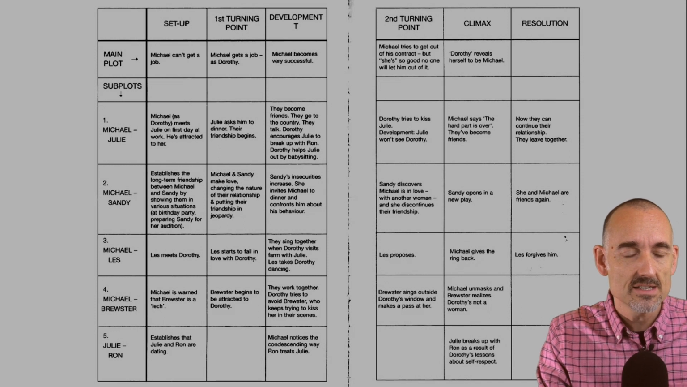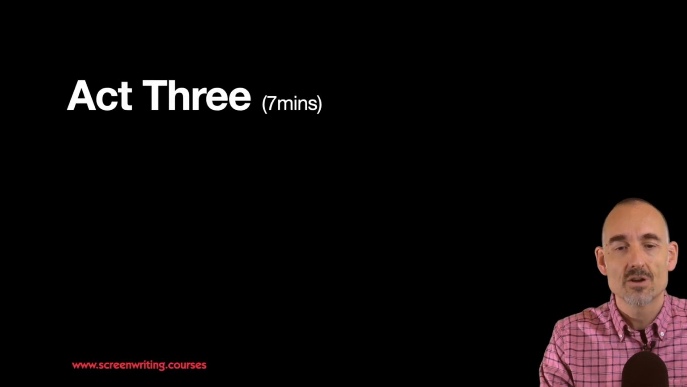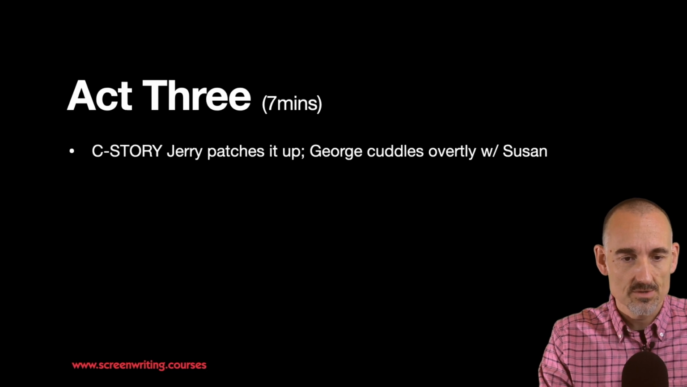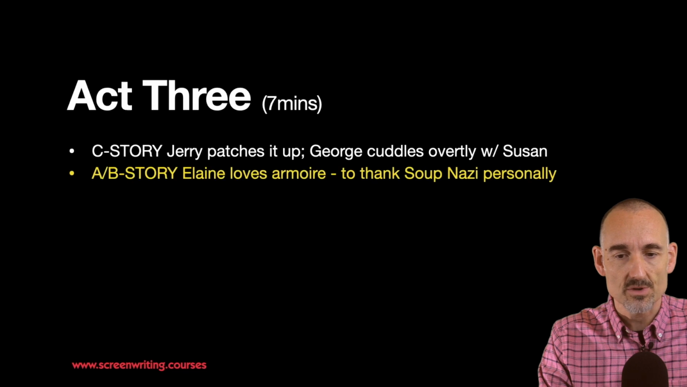But here you see, this is an example from Tootsie. These are the 5 subplots of Tootsie laid out in this grid. Now we're going to Act 3 from this episode of Seinfeld. 7 minutes again, opens with the C story. Then the combined A-B story.